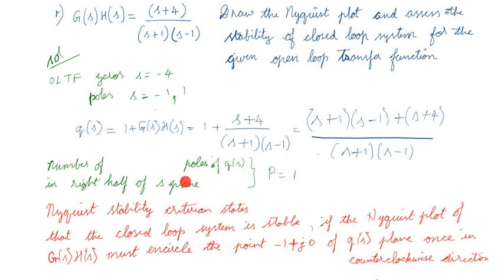Based on this result, I'm going to frame the stability statement. The Nyquist stability criterion states that the closed loop system is stable if the Nyquist plot of G(s)H(s) encircles the point minus 1 plus j0 of the Q(s) plane once in the counterclockwise direction, because P is 1. If it is not encircling, then it is unstable. How to check this? I have to plot the Nyquist plot. Only from the Nyquist plot can I check this condition. Okay, let's go into the Nyquist plot.